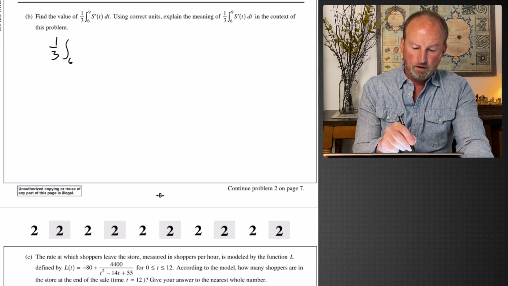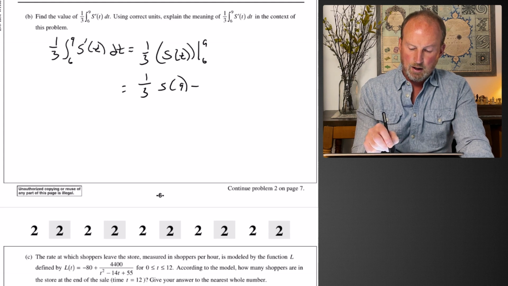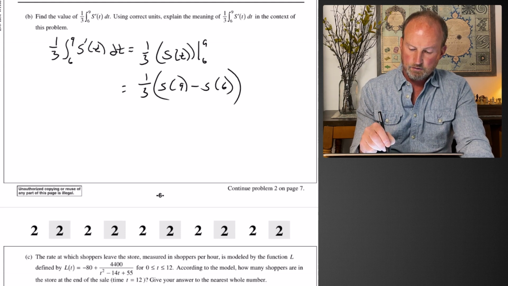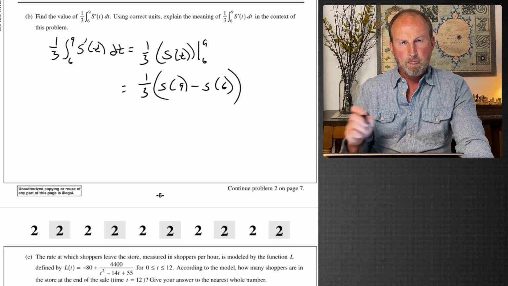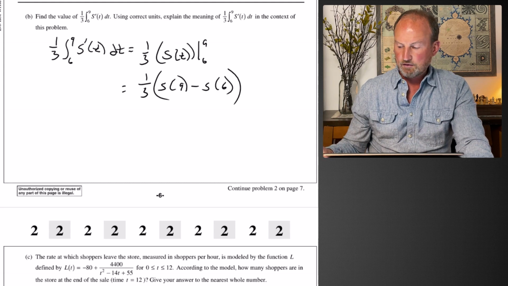1/3 integral from 6 to 9 of s prime of t dt simply equals 1/3 s of t evaluated from 6 to 9, which is simply 1/3 of s of 9 minus s of 6. Throw parentheses around that. That's not an integral symbol, sorry. Integral of a derivative is the original function. So this is just s of 9 minus s of 6 times 1/3.